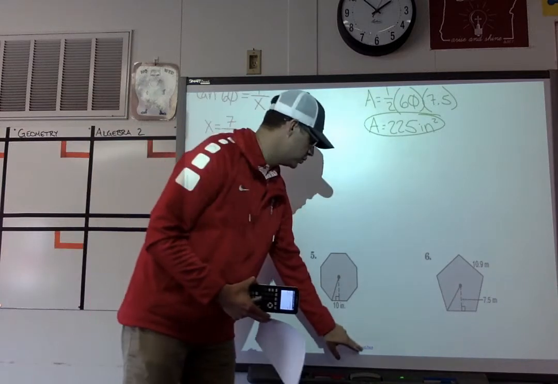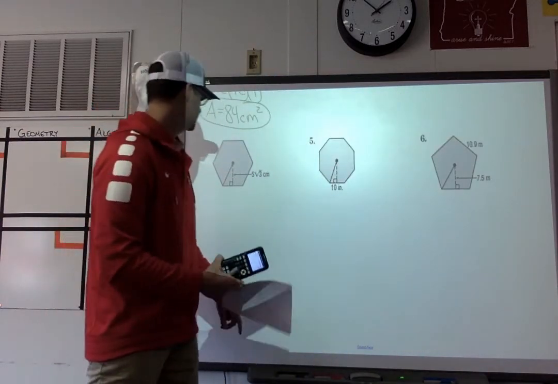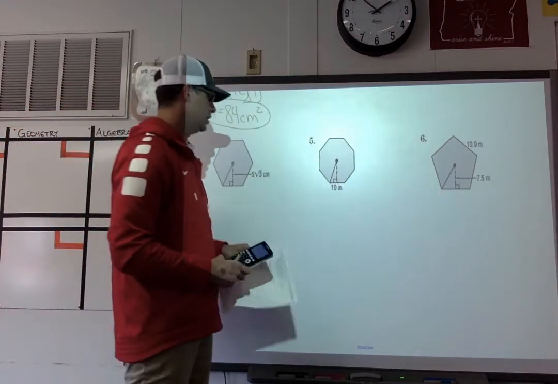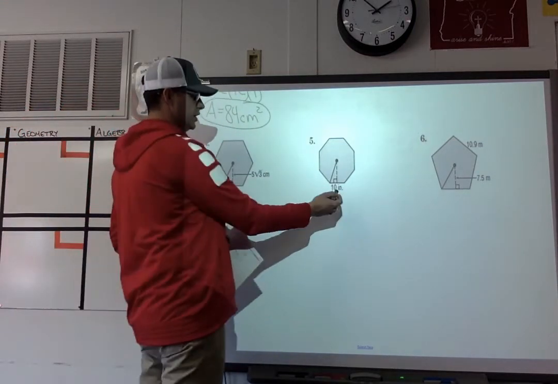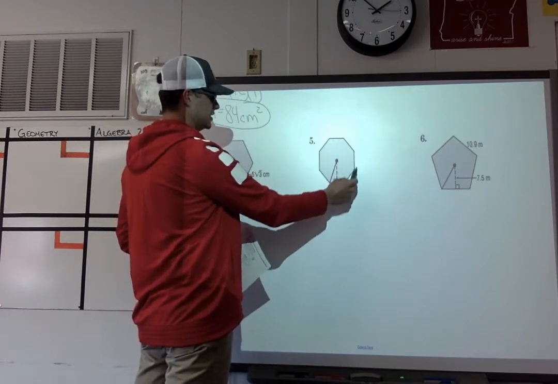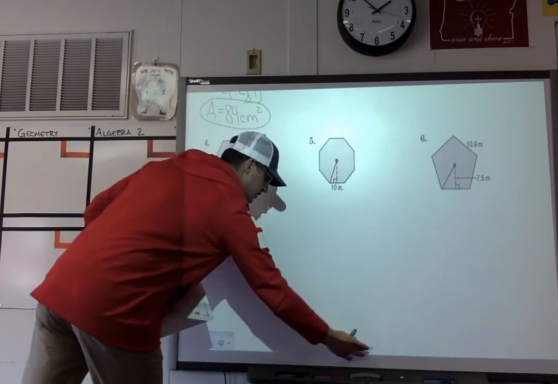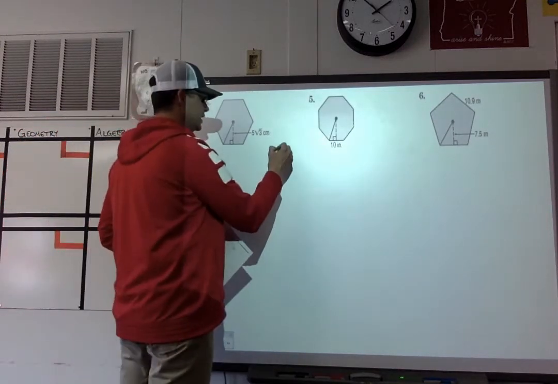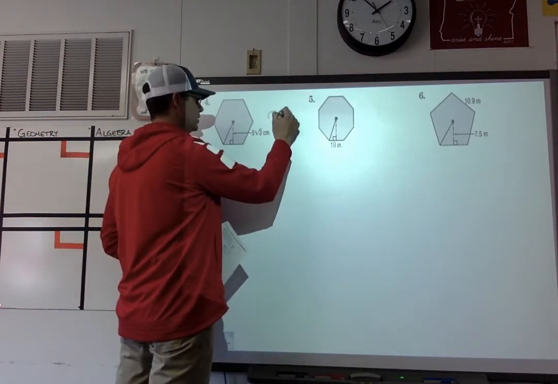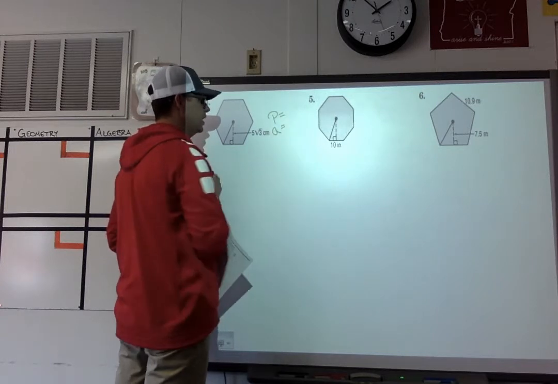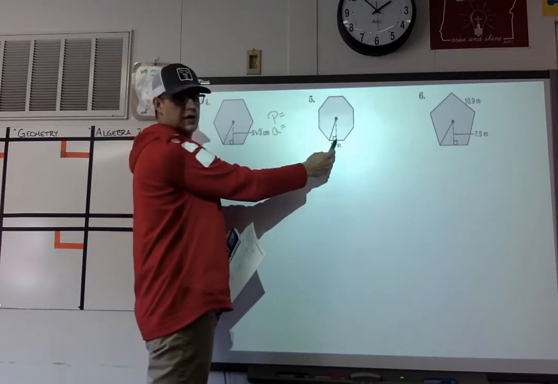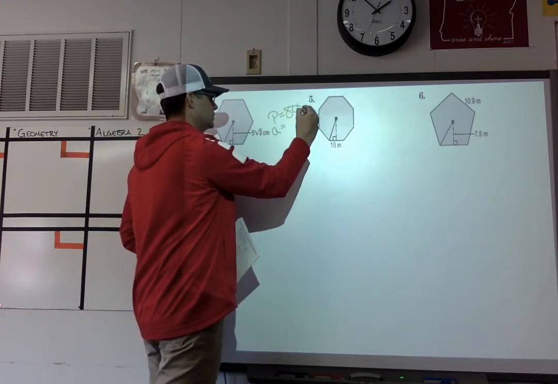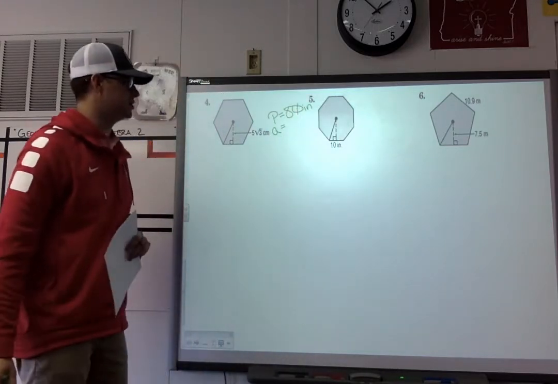So let's walk through one more of these now. Let's go ahead and do number 5 here. Number 5 has 1, 2, 3, 4, 5, 6, 7, 8 sides, so we're working with an octagon. Again, we need to know what the perimeter is, and what the apothem is. For the perimeter, we know that one side is 10. 10 times 8 is 80. So the perimeter is 80 inches.